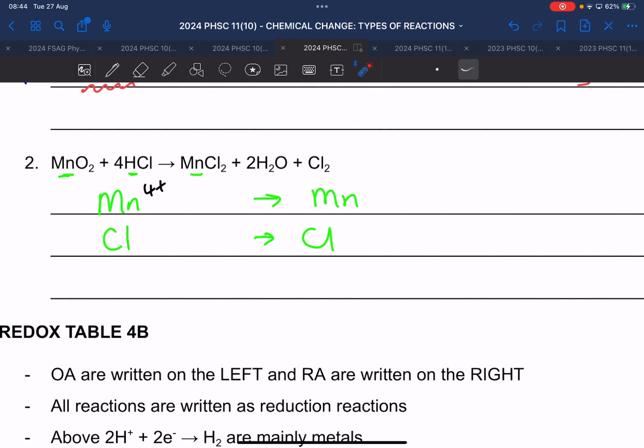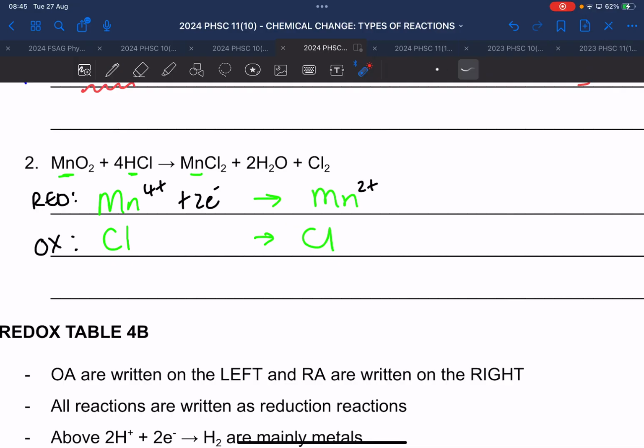Right, so what is manganese's valency here? +2. Why? It's -1 times 2. Yes, chlorine is -1, there's 2 of them, so that is -2, so then manganese must be +2. So what happened from here to here? It added 2 electrons. So is that the oxidation or reduction half reaction? Reduction, because reduction is gain in electrons. Right, so then the other one must obviously be oxidation.